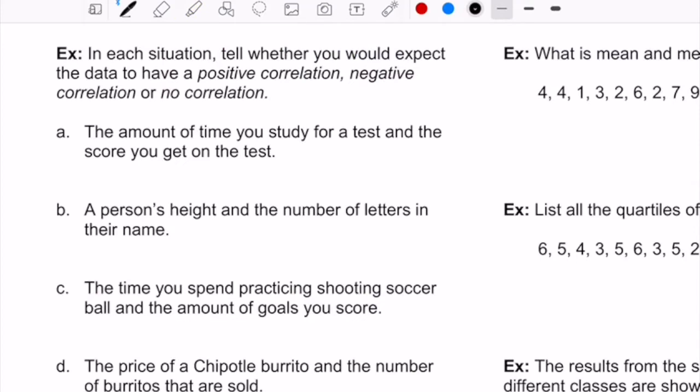We can describe whether data would be expected to have either a positive, negative, or no correlation. In A, you would expect that if you study for a test more, your score would go up. And so we would say that these would be correlated positively. On B, these 2 variables have no impact on one another. The height of a person would not have any impact on the number of letters in their name. And so we would say that there would be no correlation.